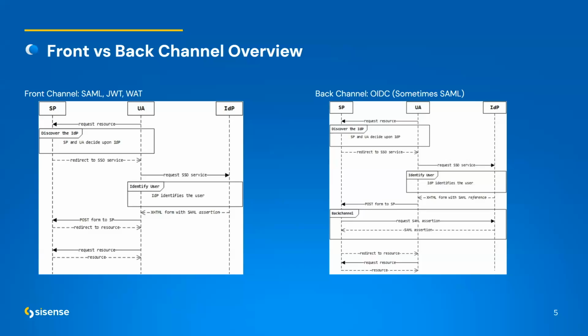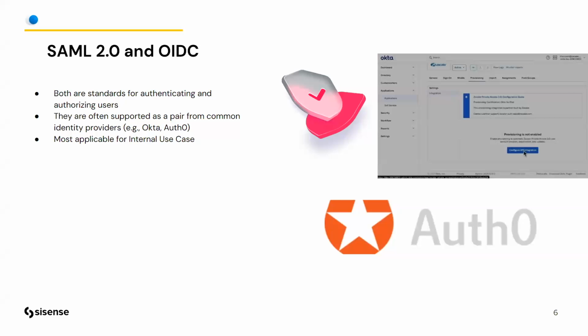So yeah, let's go quickly. I want to quickly go over the differences between SAML and OpenID Connect, and then JWT. And then I'll actually show you how they work.